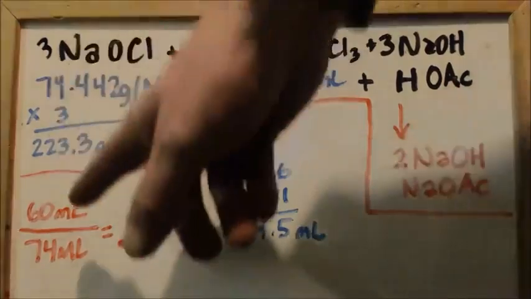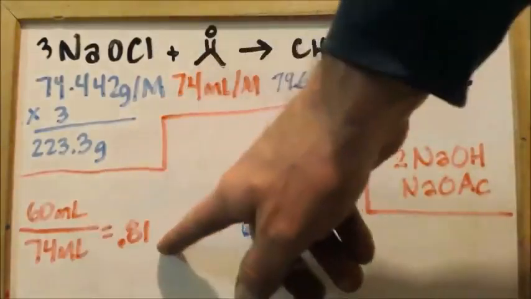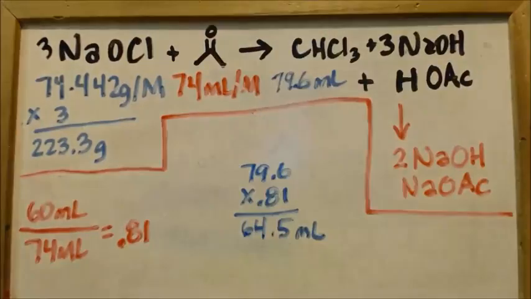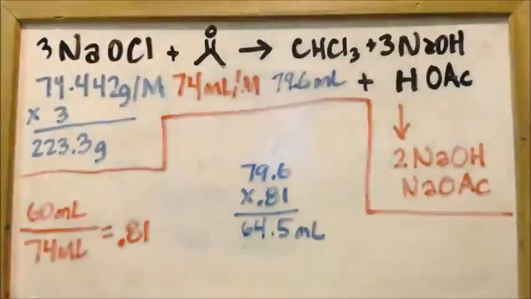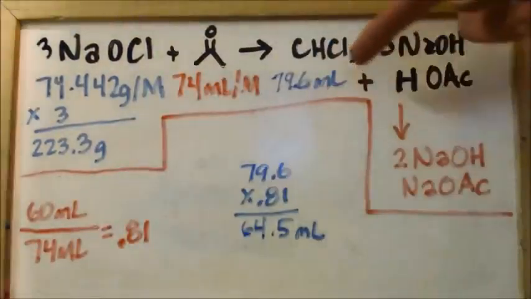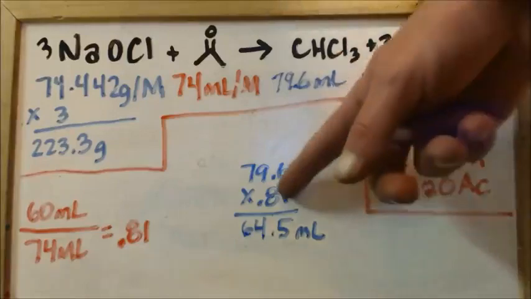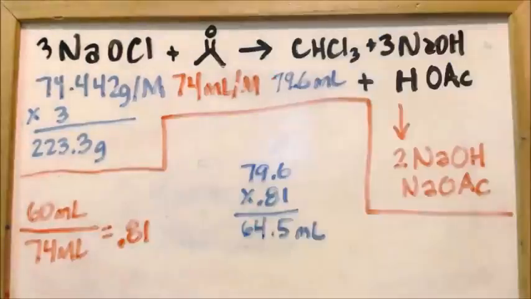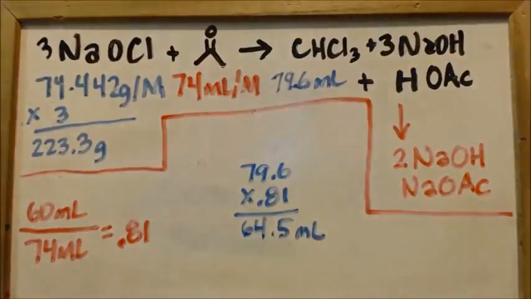So you can see here that's 81% of what I should have added if I went by these equations, right? So that means my yield is going to be 81% of what it's supposed to be, right? So I times it by 0.81. The most I can get is 64.5 milliliters. Now most people only get like 50-60% or something like that. This is a crappy reaction. But it's cheap Clorox, you know what I mean? A little bit of acetone, who cares? It's a nice, easy reaction.